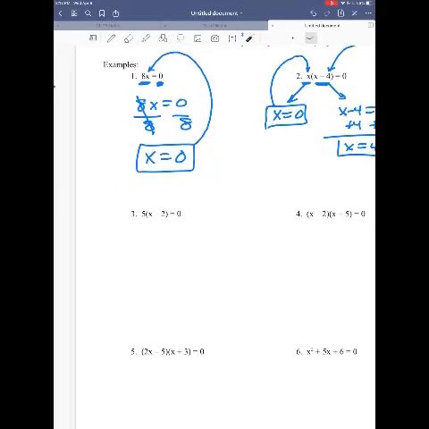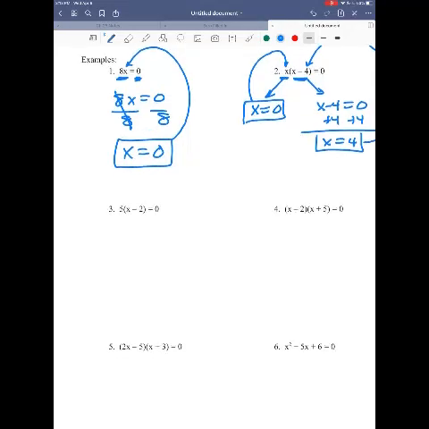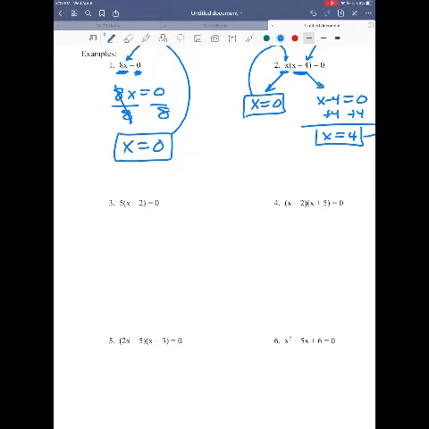Let's look at example 3. Example 3 is a little easier than example 2 because one of the factors is already 5, and there's no way I can make that 0. So the only way that that product is going to be 0 is if the x minus 2 factor is 0. So I take the x minus 2 factor, set it equal to 0, solve it for x by adding 2 to both sides, and I get x equals 2.